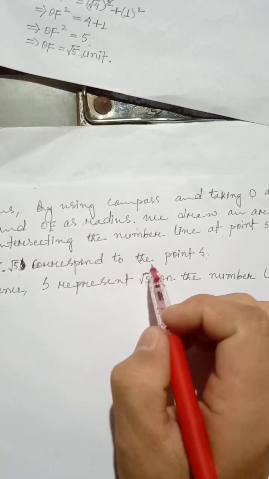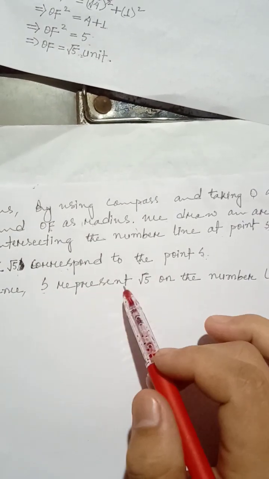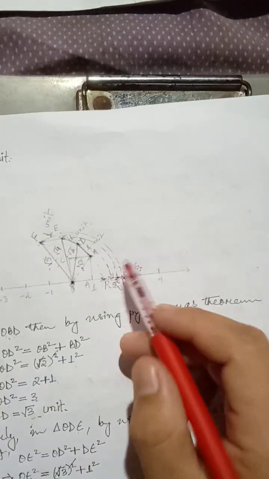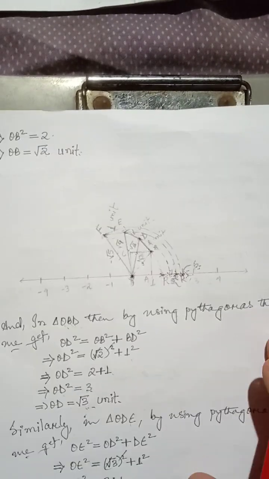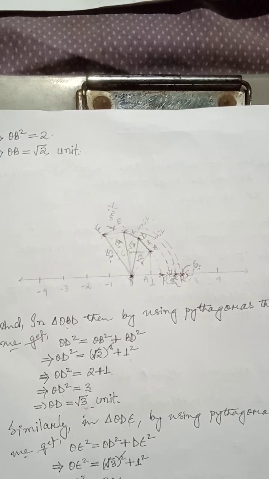Then root 5 corresponds to the point S, hence S represents root 5 on the number line. So root 5 is represented on the number line by this point S. Likewise, you have to do it in the case of representing root 5, root 2 or root 3 on the number line.